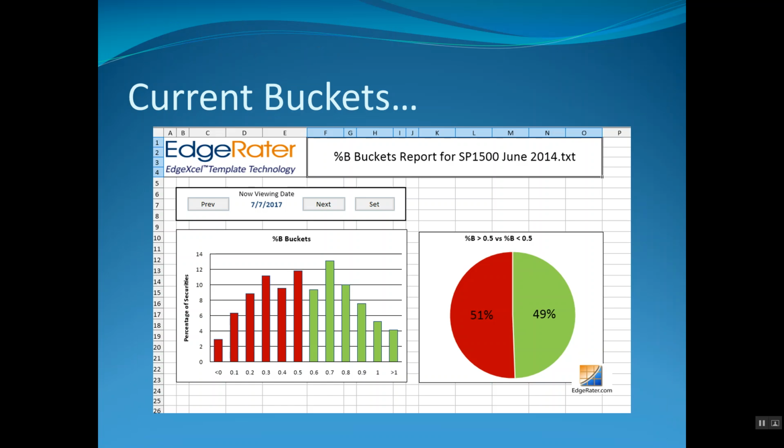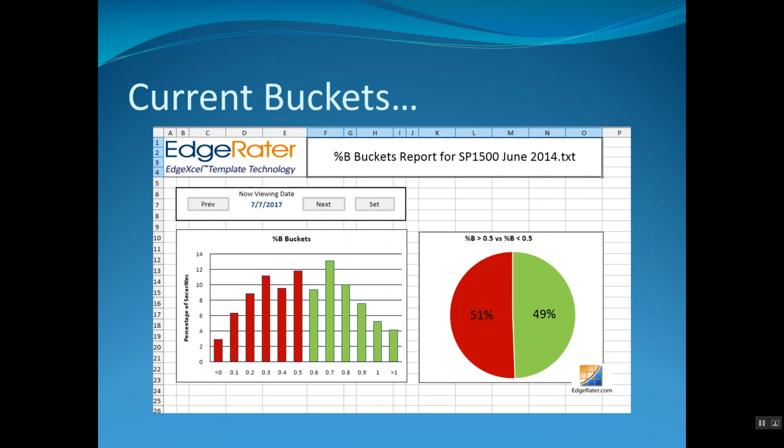I don't know. Here's another of my favorite breadth indicators, the buckets. Now, why is this important? So for newbies, I take the 1,500 stocks in the S&P 1,500. I put a Bollinger Band on each of them. This here tells me that half of them are above the midline of the Bollinger Band, half of them are below.